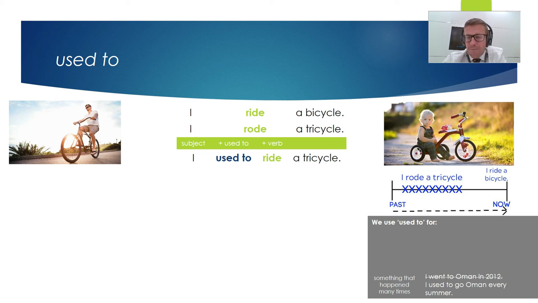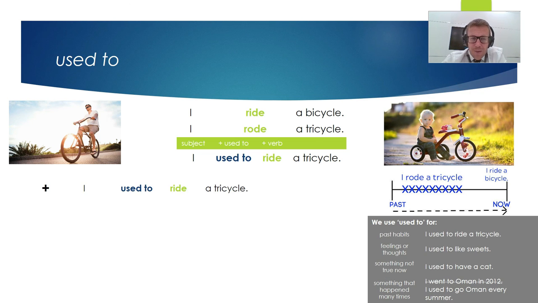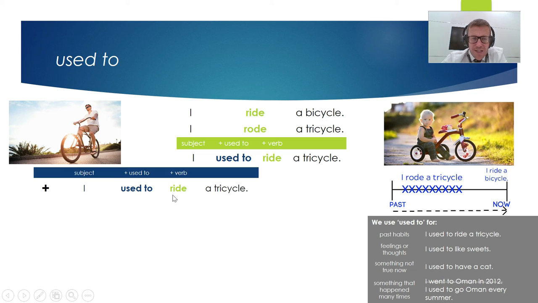So let's look at the form now. I used to ride a tricycle. It's subject plus used to plus verb. The subject, if it changes, is the same form. I used to ride a tricycle. You used to ride a tricycle.